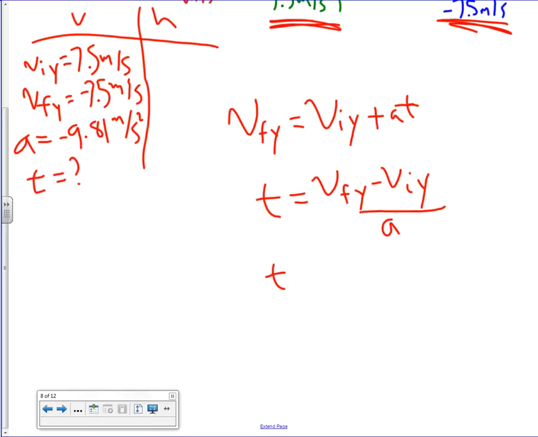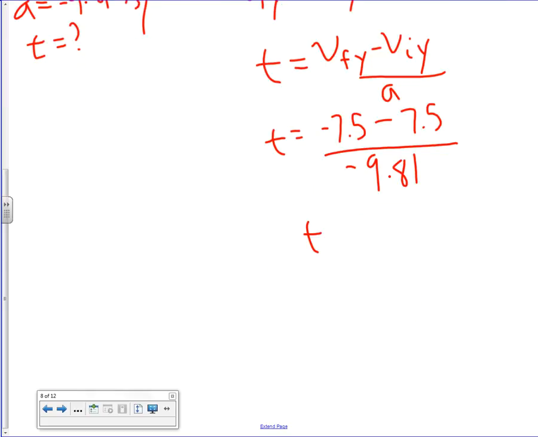We have t equals VFY, negative 7.5, minus our 7.5. What you see here is we'll have two negative numbers, so we'll add up to 15 over our negative acceleration. When we get our answer, it's going to be negative 15 over negative 9.81. We're getting the time of 1.5 seconds. That's the second way to solve it. A second way to think about it. And that's that problem. Either one of those ways, you get full credit.